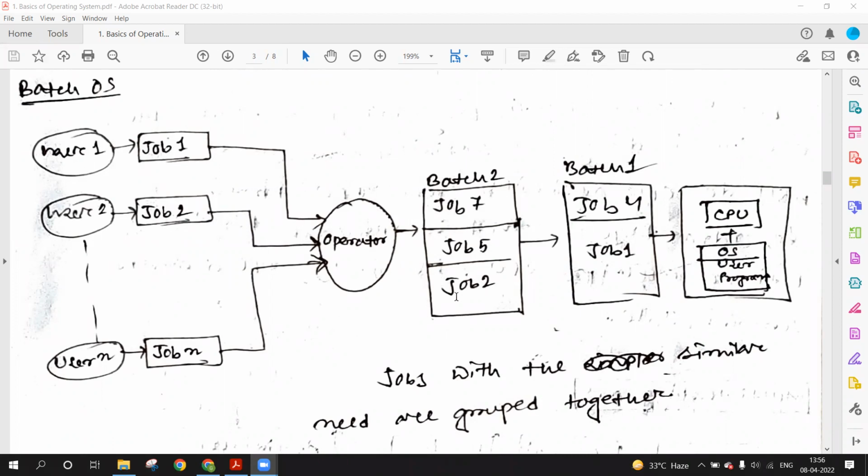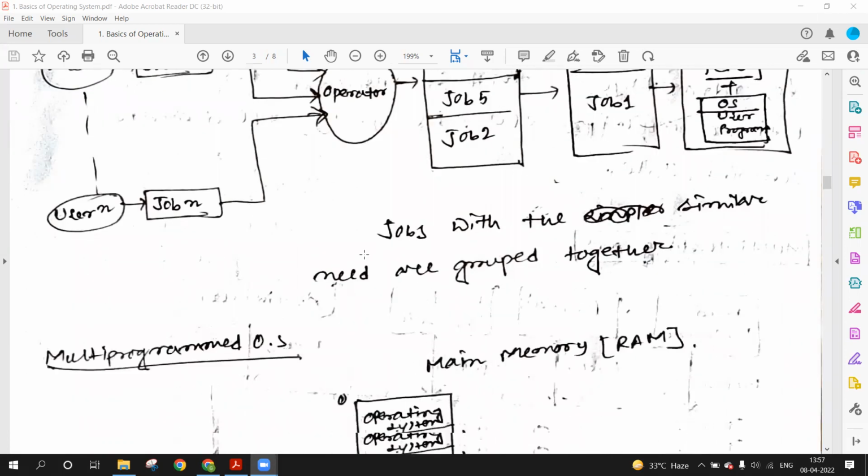Like job 7, job 5, and job 2 are similar types of jobs. So these are under batch 2, and job 4 and job 1, suppose similar types of jobs, are grouped together in batch 1. After completion of these, you can see here CPU plus OS plus user program. This is the complete process for the batch operating system.